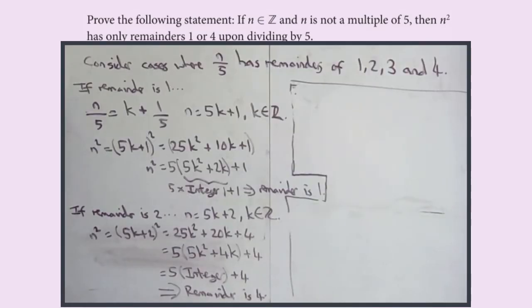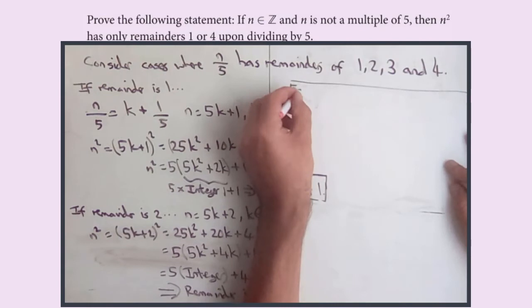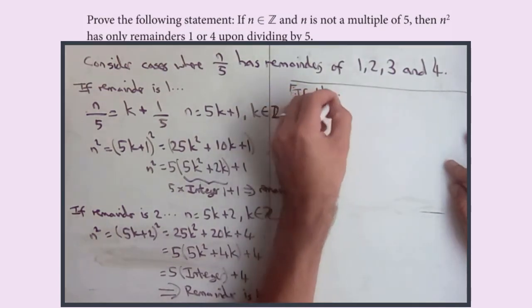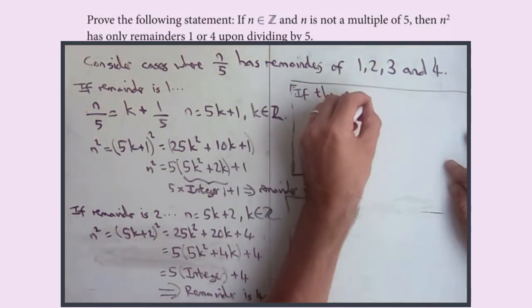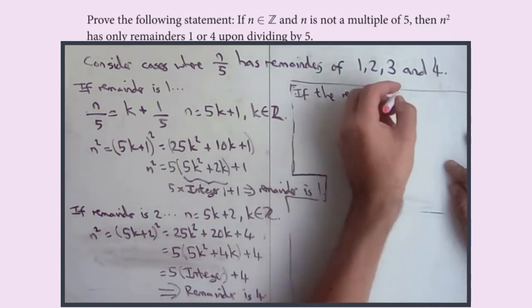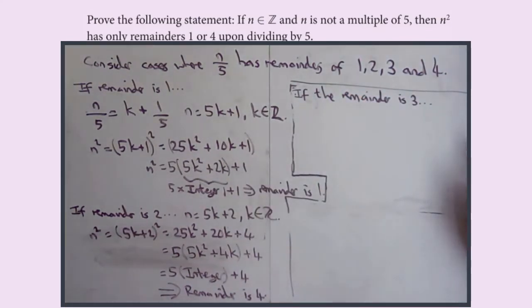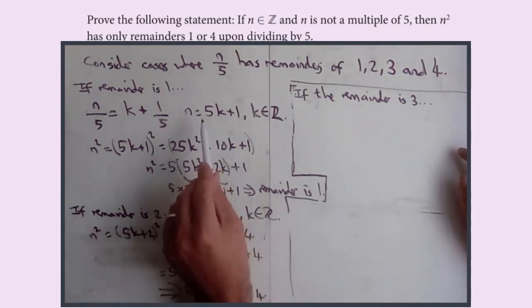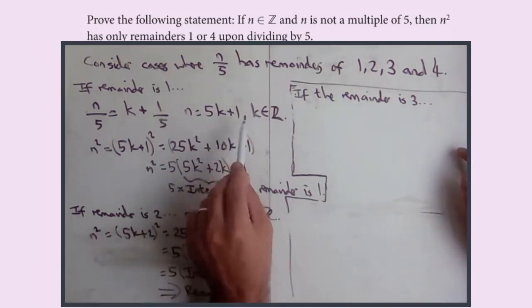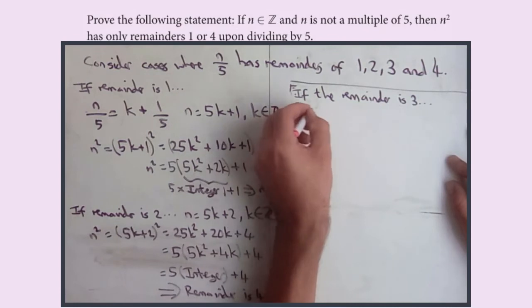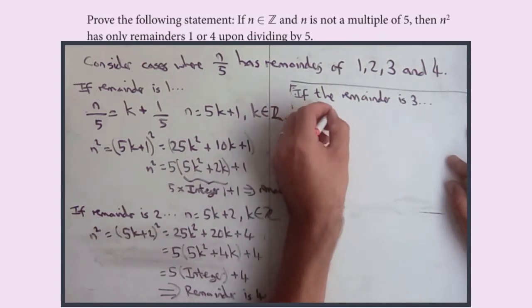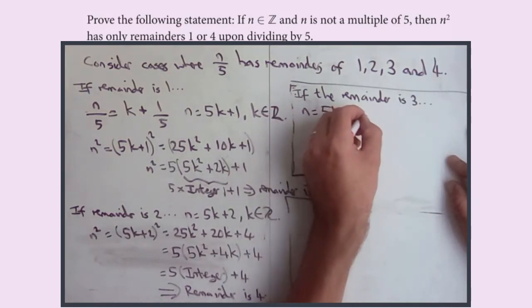So we only need to consider 2 more cases. That's the remainders of 3 or 4. Remember, that's the remainder when n is divided by 5. So if the remainder is 3, that means that n can be written as 5 times an integer plus 3. N could be written as 5k plus 3 for integer k.